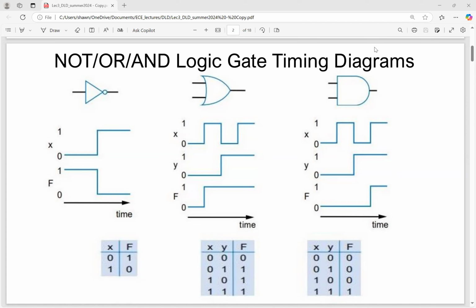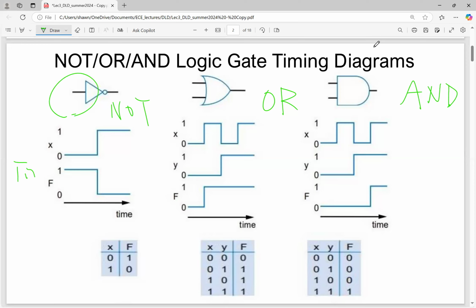In this video, we are briefly discussing the introduction of digital logic circuits. Digital logic circuits implement digital logic functions such as NOT, OR, or AND gates. This is a symbol of digital logic, and this is a timing diagram. This is a truth table of each logic function.